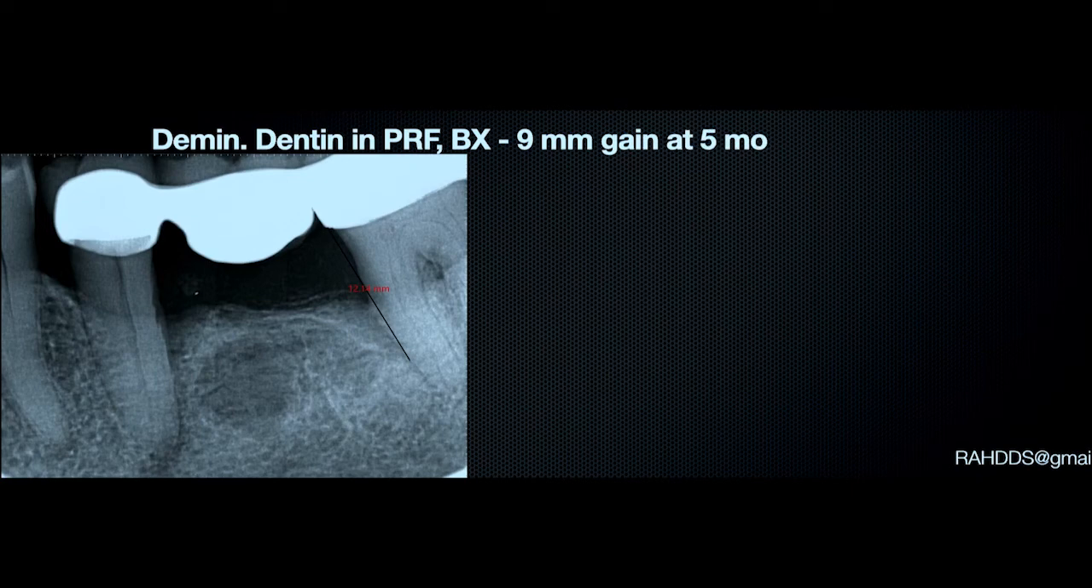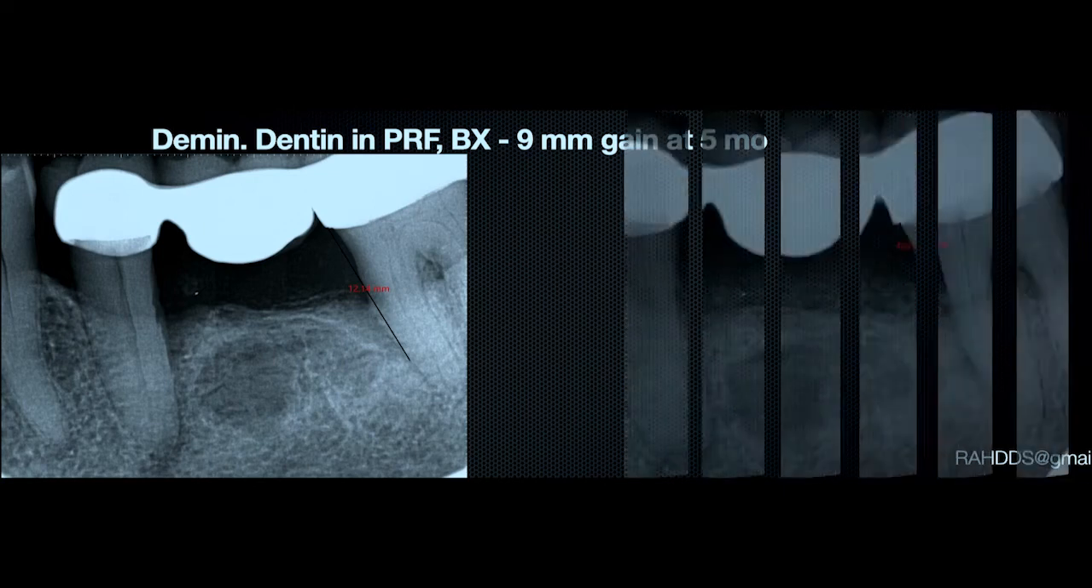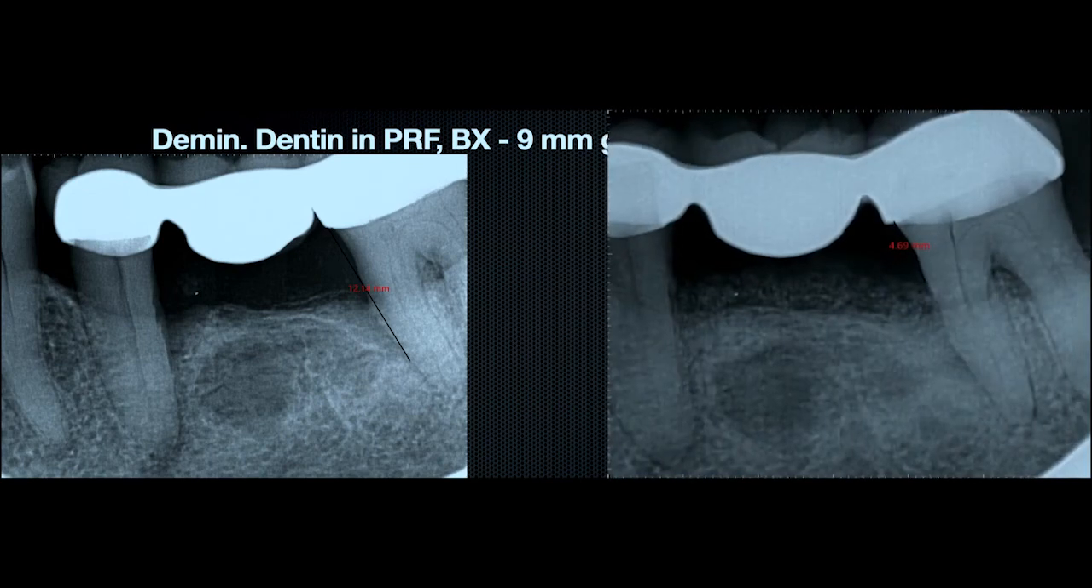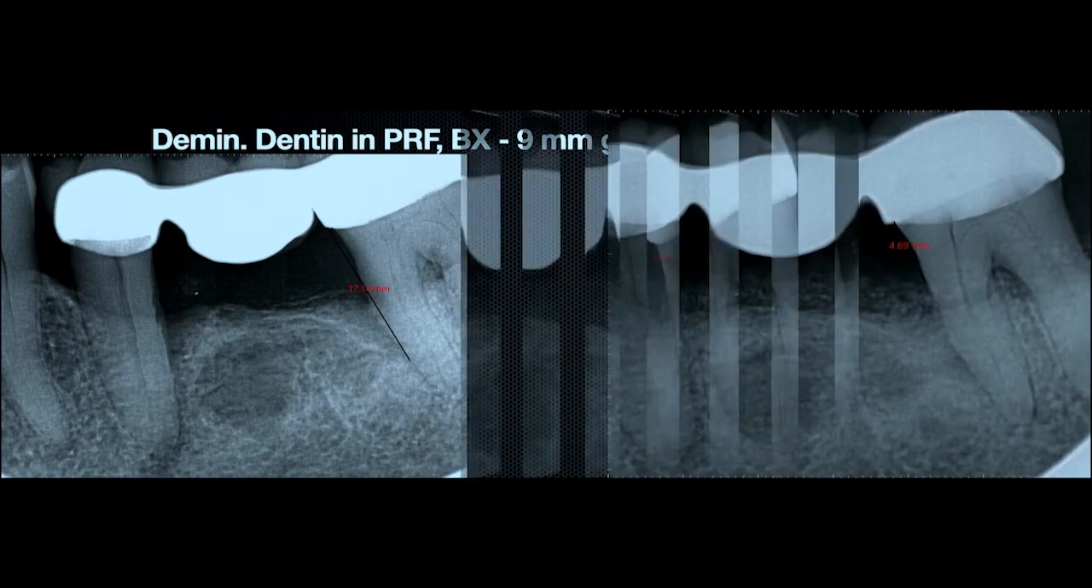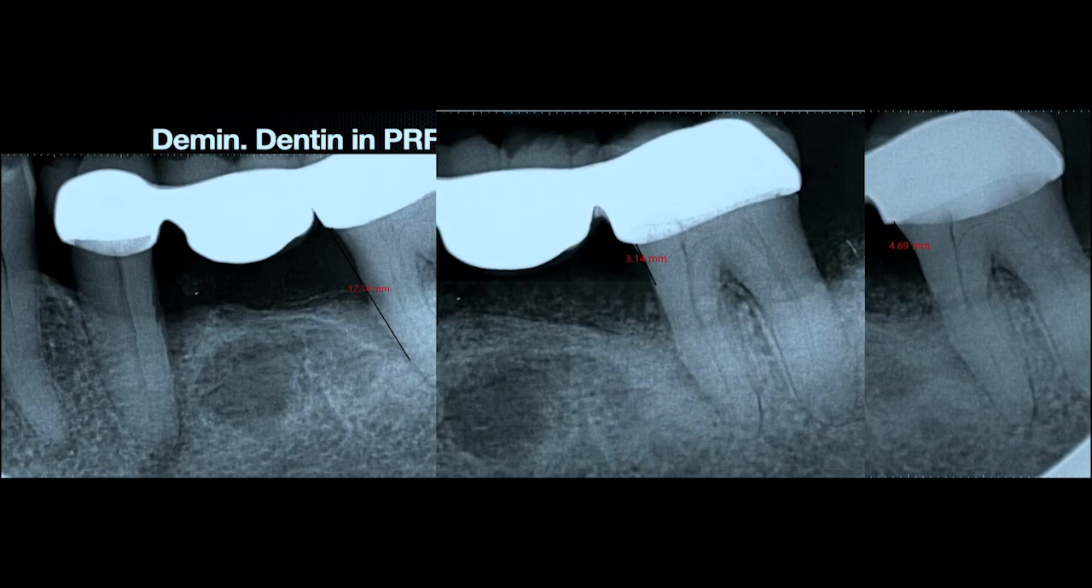So what about the lower? 9 months. These pictures I took Thursday right before I left for the airport. So initial 12 millimeters on the mesial of 18, 4.6. Was it 5 months? 3.1, still moving coronally at 9 months.